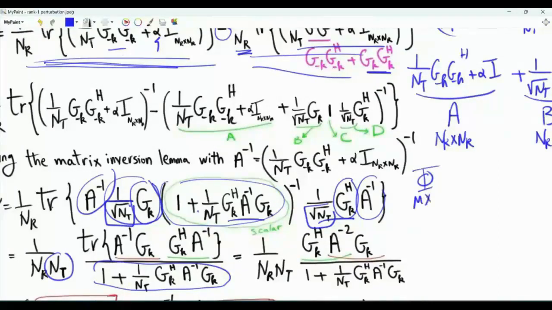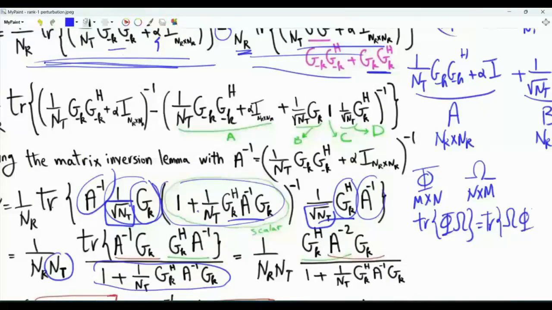If we have matrix phi of size m by n, matrix omega of size n by m, then the trace of phi omega is equal to the trace of omega phi. We can apply this result here. A inverse GK, that's a matrix of size nr by 1, GK Hermitian A inverse, that's 1 by nr, and we can swap these and write down the trace as the trace of GK Hermitian A inverse times A inverse GK. But this is a scalar, a 1 by 1 matrix. Its trace is itself, this scalar, which is GK Hermitian A inverse squared times GK.